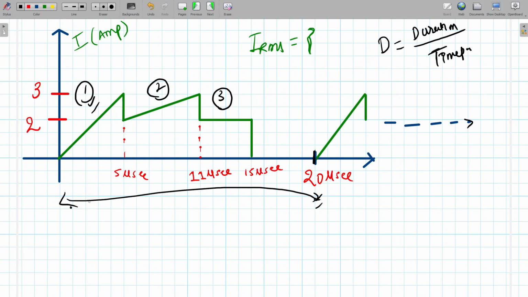Can anyone tell me what will be the duty of the pulse in waveform one? What will be the duty in percentage? 0.25, yes, 25%. Okay, so you can apply all the formulas and try to calculate the final RMS value of this waveform. I will give you 3 minutes of time. All of you can try. If anyone has a doubt, they can unmute and ask.